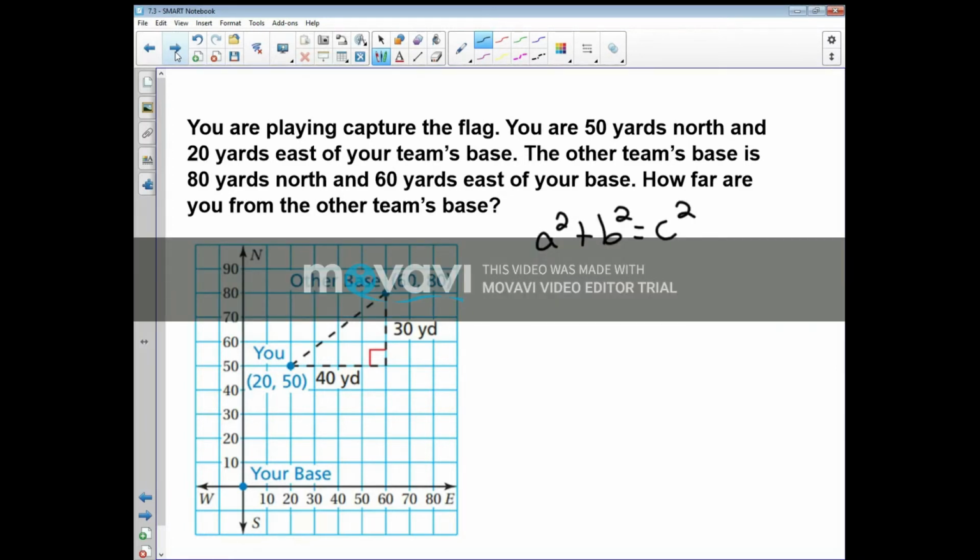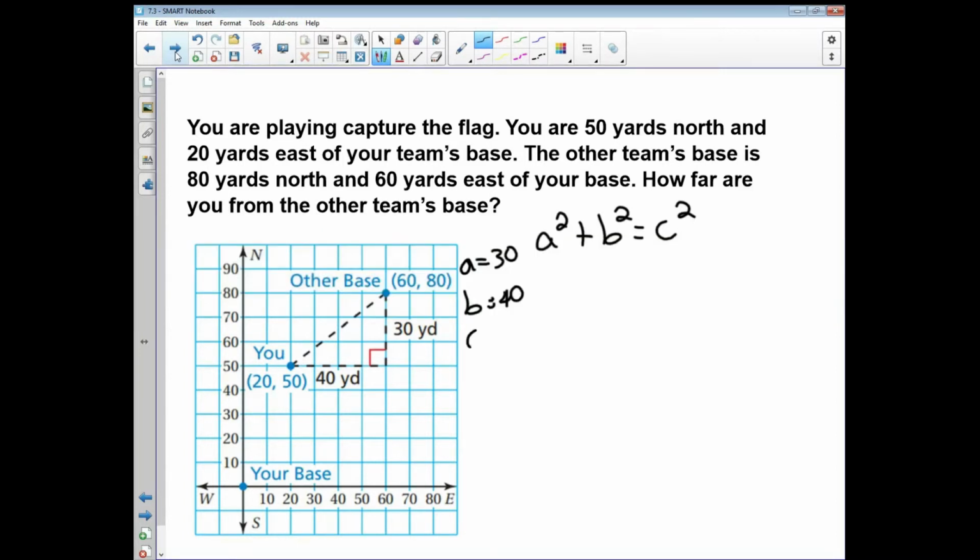So you can see we have a triangle here. They give us the legs, 30 and 40. So we'll say A is 30 and B is 40. We're still going to use the Pythagorean theorem because we don't know what C is. We're trying to see what the diagonal distance would be. So we just replace A and B with 30 and 40, and we're still going to square it.